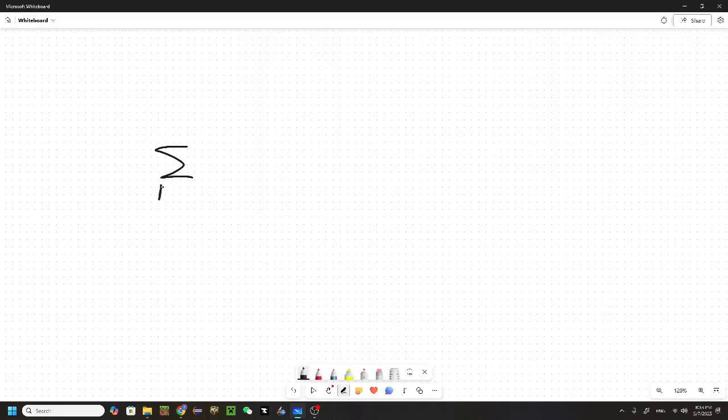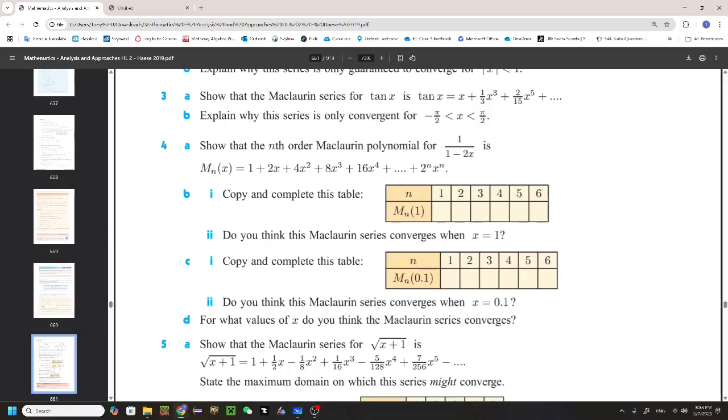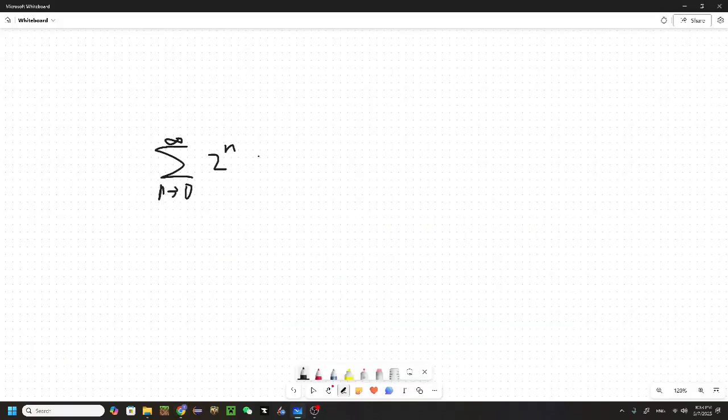So the summation from n equals 0 to infinity. I think we can take the original. So what was that? 2^n. Is that the one they're asking for? Yeah, that should be the original: 2^n x^n. So let's do the ratio test for this. So 2^(n+1) times x^(n+1) divided by, oh shoot, the limit. I keep forgetting this.